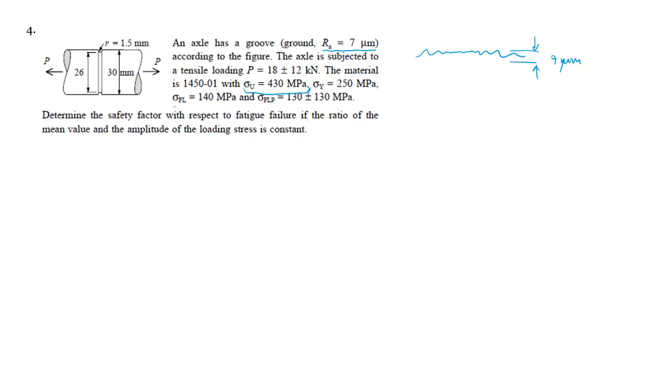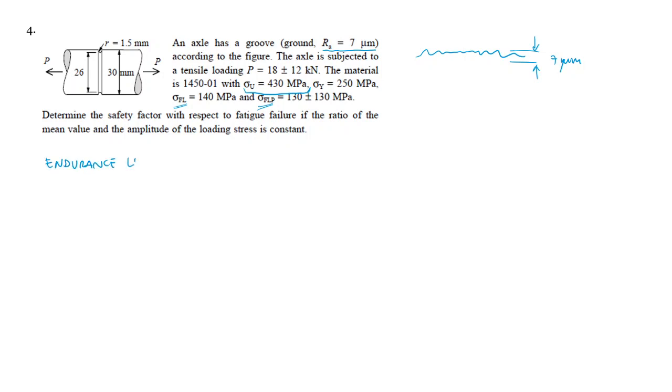We can use these other properties, but we didn't go over that in class. So we can just solve it with everything we learned in class anyways. So I'm going to use the ultimate strength for everything. Determine a factor of safety with respect to fatigue failure if the ratio of the mean value and the amplitude of the loading stress is constant. So there's fatigue. First time we are not just given a yield strength, but we actually have to calculate the property, in this case the endurance limit.